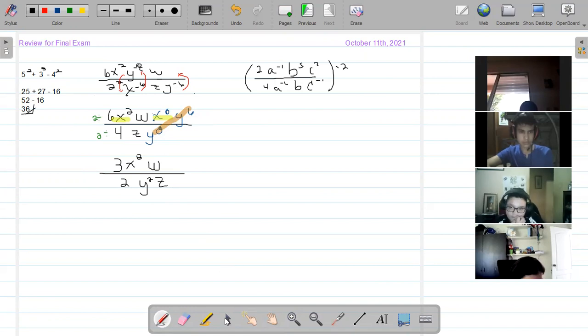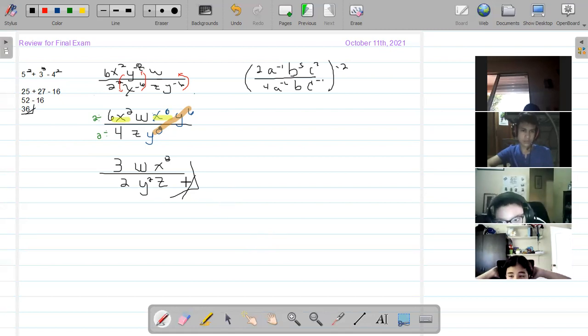Now, is that my final answer? Yes. Now just remember that in math, we always write first the variables in alphabetical order. So I'm just going to make the change of the w first and the x after. And that is my final answer. How do I know that I've finished? Because no variable is repeated. Once I have variables that are not repeated, only one w, only one x, only one y, only one z, then I'm done.